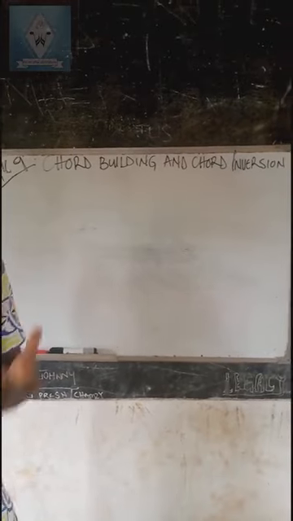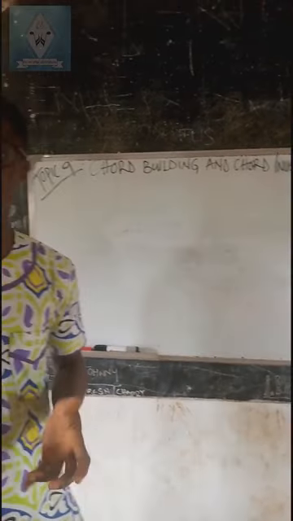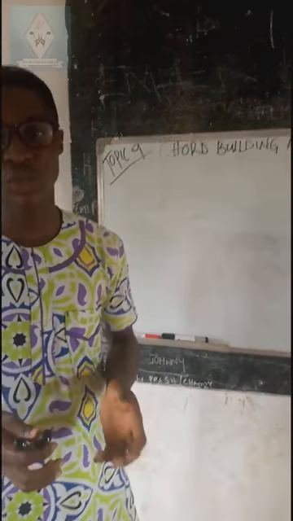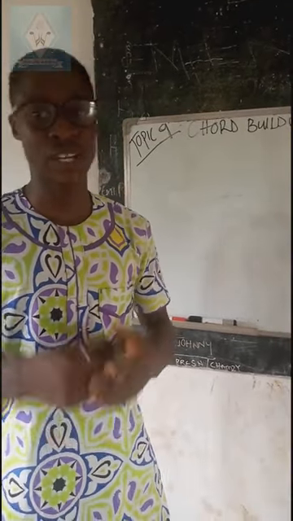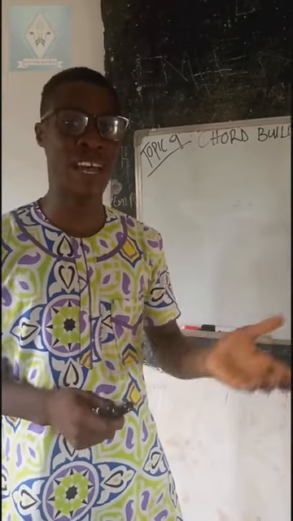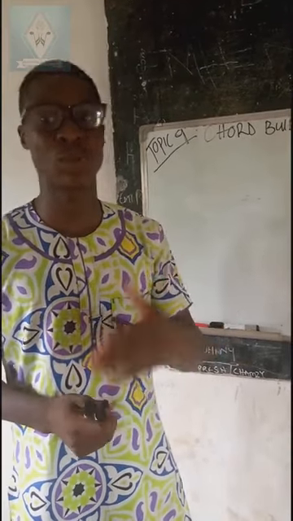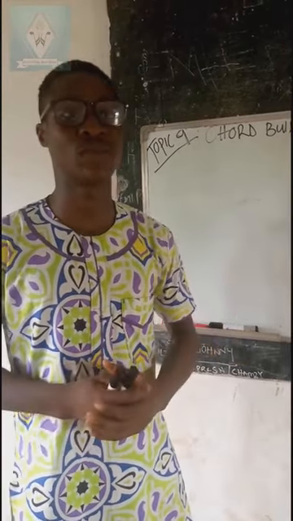Now, if a chord is made of two notes, it is called a dyad. If it is made of three notes, it is called a triad. If it is made of four notes, it is called a tetrad, and so on. So we have dyads, triads, tetrads, extended chords, suspended chords, and so on.